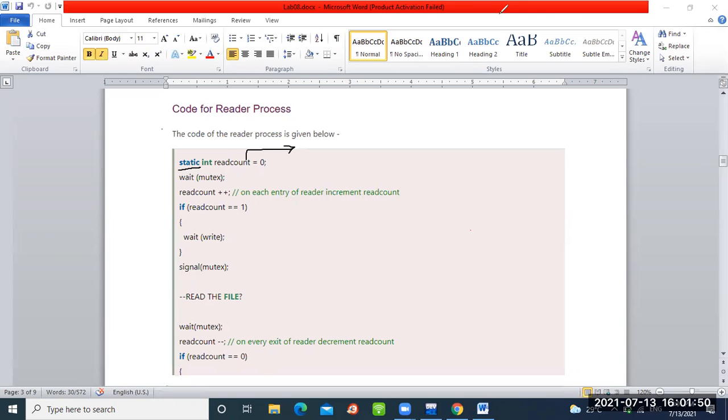Okay, so let me write read count. Initially it is 0. Now there are two semaphores we are using. Mutex, which is initialized to 1, and the other one is write, which is also initialized to 1. ठीक है, तो सबसे पहले क्या कर रहा है वो? Now I am calling wait of mutex. So if I call wait of mutex, what will it check?